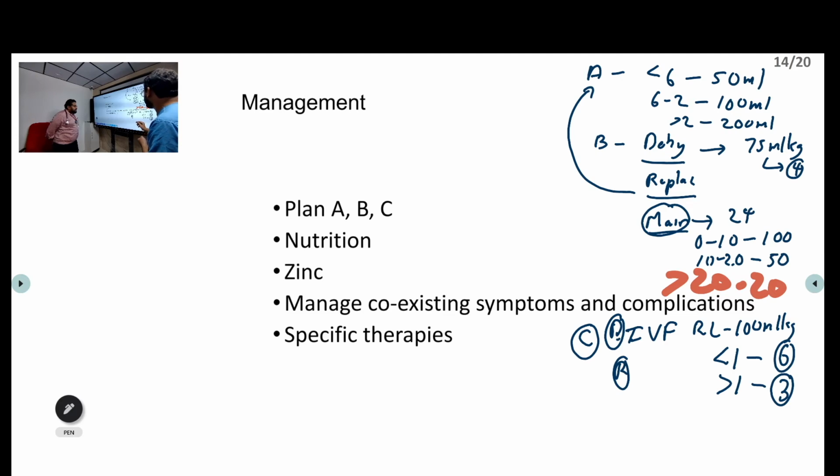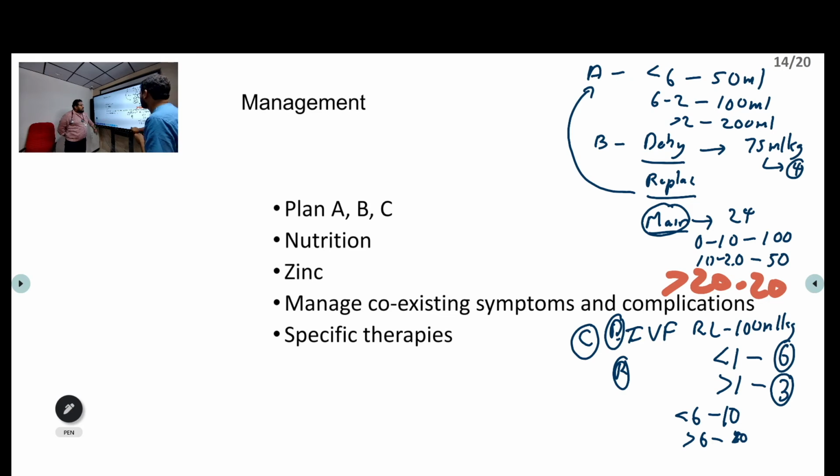Then zinc: less than 6 months you will go with 10 mg per kg, 10 mg. And more than 6 months you will go with 20 mg per kg, 20 mg. Zinc helps in the epithelialization of the intestine and decreases the frequency of diarrhea.